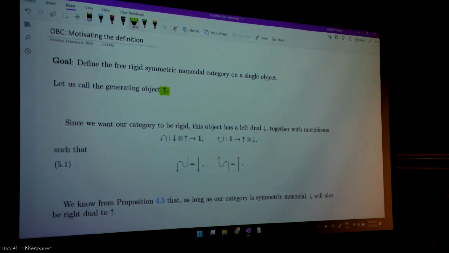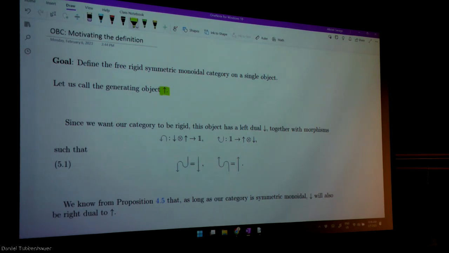So we'll pick some generating object up arrow. Okay, so we need two things. We need to add in a dual because we want our category to be rigid, but we also need to add in some crossings, because we want our category to be symmetric monoidal. And you can sort of choose which one you do first, and it leads to two different, equivalent definitions of the oriented Brauer category. So we're going to pick to do the duality first.